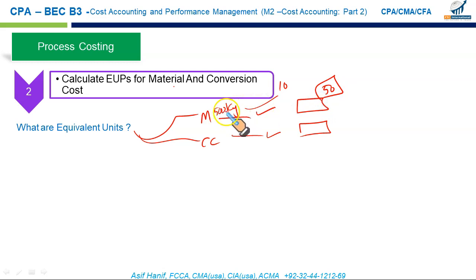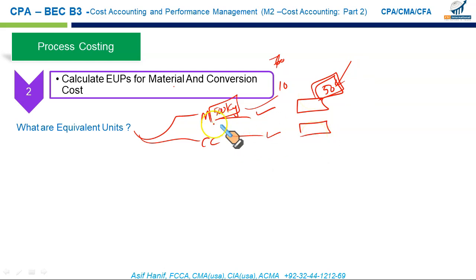Maybe we might be working on 60 units or maybe 70 units. Some are partly completed, but the material that we have added is sufficient to produce 50 completed units for material. So this is what you call the equivalent units of production of material. Same goes for conversion cost.